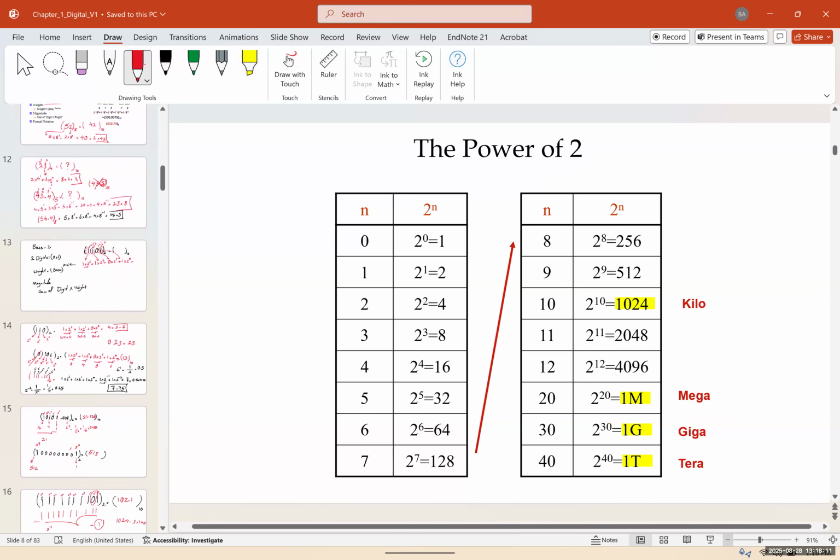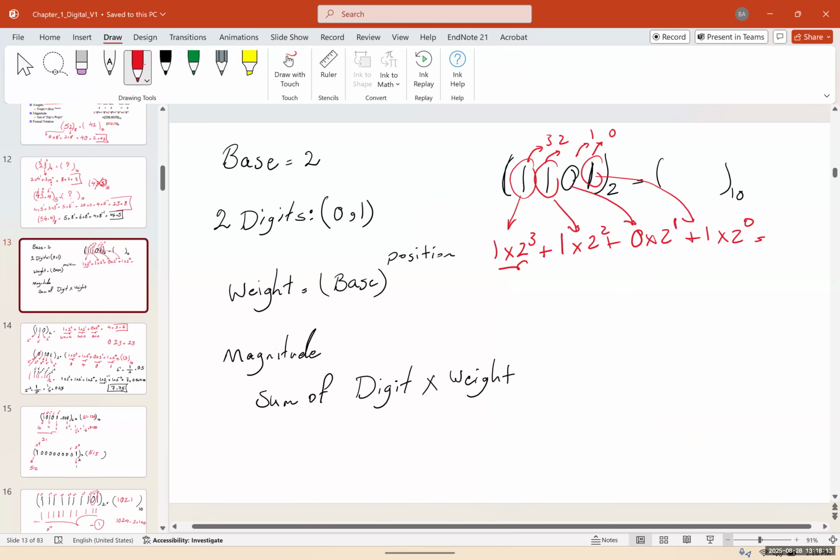What is 2 to the power of 3? 8. So 1 times 8 is going to be 8, plus 1 times 4, plus 0 times 2, plus 1 times 1. 2 to the power of 0 is 1. So it's going to be 8 plus 4 plus 1, which gives us 13. So this would be 13 in base 10.